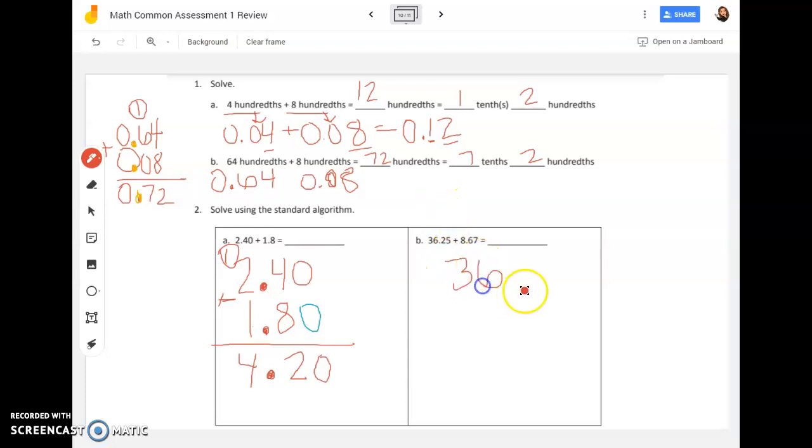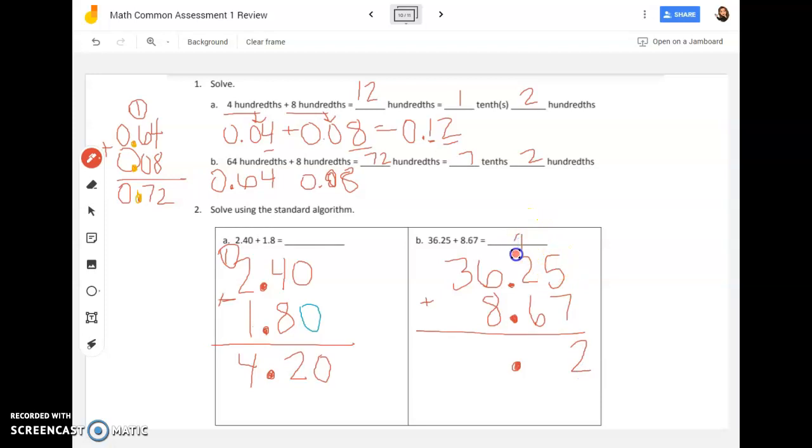Let's look at this one. 36 and 25 hundredths. Plus, I got a little crazy, plus 8 and 67 hundredths. Remember, the most important part here is to line up your decimals. So I'm going to put my decimal first. In front of my decimal, I have an 8. Behind it, I have 67 hundredths. My decimals are in line. I'm going to go ahead and put it in my answer so it is in line in my answer as well. 7 plus 5 is going to give me 12.